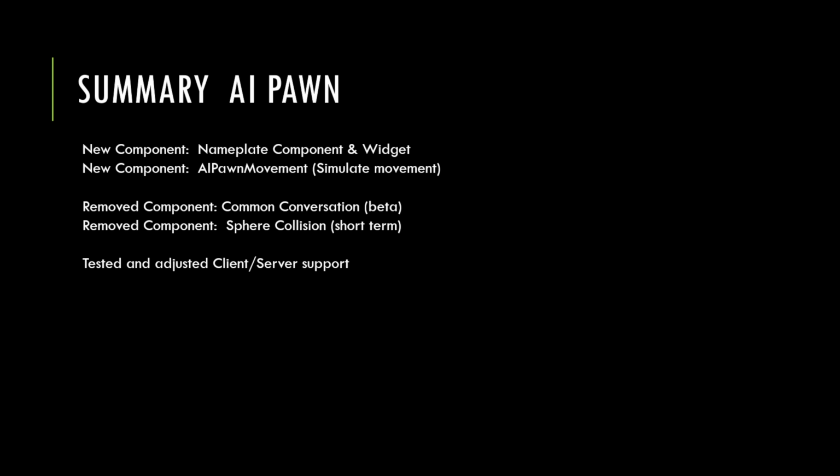So in summary, you've got two new components, the nameplate and the AIPawn. We dropped two components. We dropped the common conversation, which is in beta. It's a plugin by Epic, but it's not fleshed out by any means of the imagination, but something you might want to watch as they continue to release releases. We dropped the sphere collision because we have not yet been using it, and it's just basically cluttering us up for no reason. And then we've been testing and adjusting our client server performance and look and feel. So those are the summaries in this release.